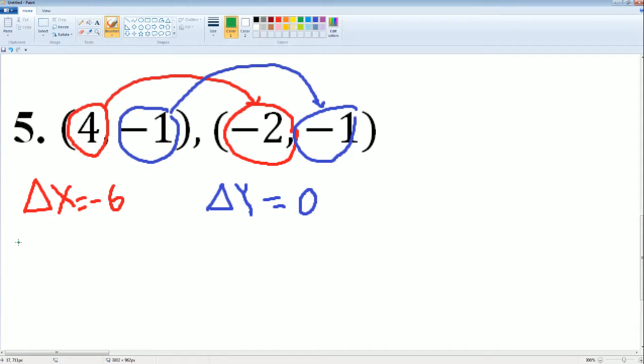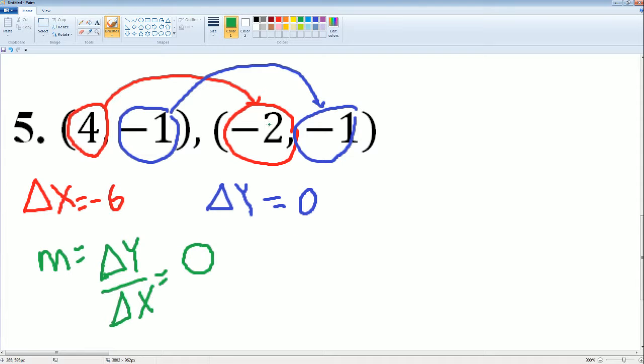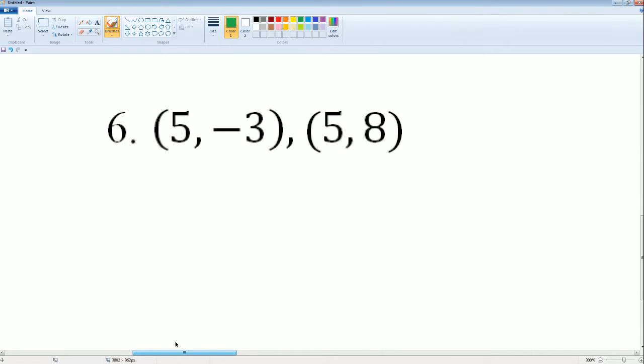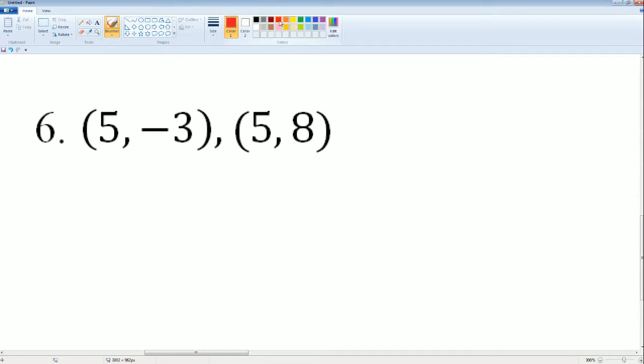What's the slope formula? M is equal to delta y over delta x. Delta y is 0. Delta x is -6. 0 divided by anything is just 0. This is your 0 slope. Do not say nothing slope or no slope. This is your 0 slope.